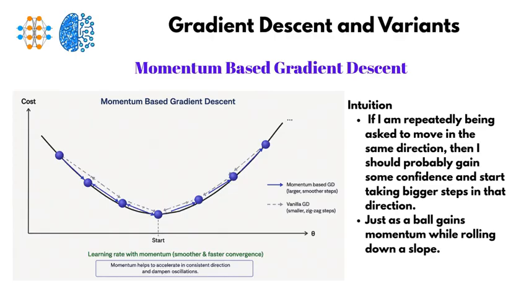So, momentum has two important effects. First, it accelerates movement in a consistent direction, and second, it reduces unnecessary oscillation or zigzag movement. As a result, momentum-based gradient descent can often reach the minimum faster with a smoother optimization path. So instead of looking only at where the gradient is pointing right now, momentum also considers where we have been moving previously. And this simple idea gives gradient descent a kind of memory. In the next few steps, we will look at how momentum is mathematically incorporated in the parameter update.